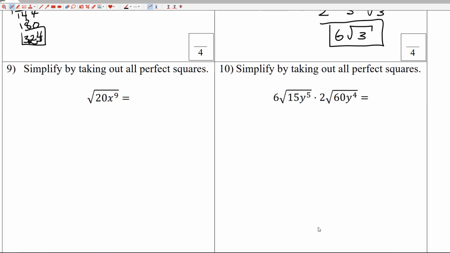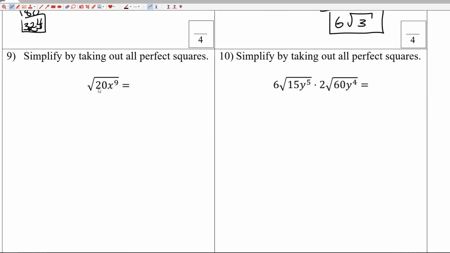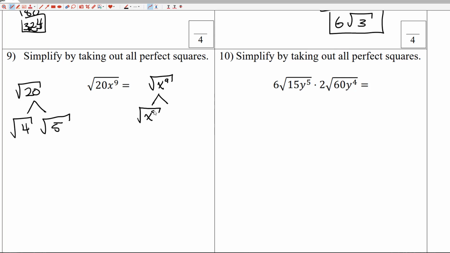Moving on to number 9, it's just another layer of difficulty. We're first looking at the square root of 20, and then over here the square root of x to the power of 9. For the square root of 20, again, make sure your factor tree has a perfect square, and one of the perfect squares is 4. 4 times 5 is 20, and I can't go any further. And this is equal to, again, you can do your factor tree as x to the power of 8 times x to the power of 1.